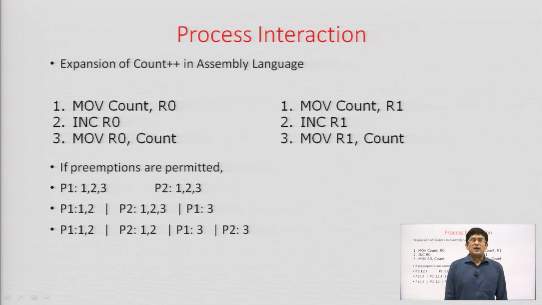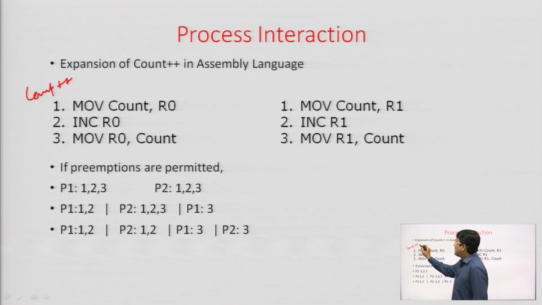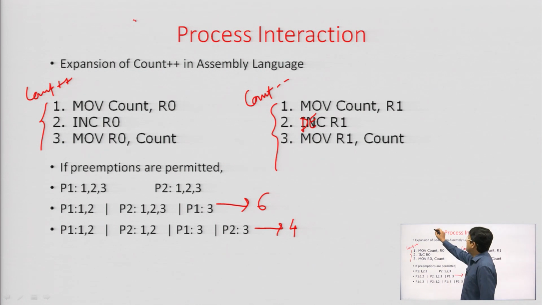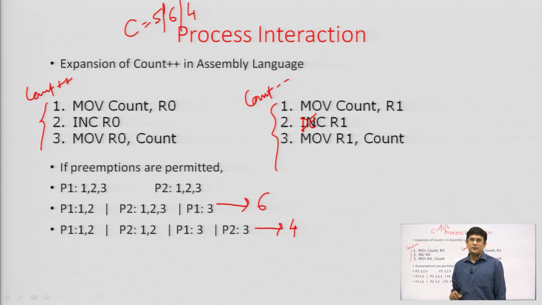When we divide the count statement, or the update of the count variable, into assembly language statements, count plus plus is given by these three statements and count minus minus is given by these three statements. If we allow preemptions to take place in between, we have seen with this example that the value of count comes to 6, and with this we see that the count value comes to 4 if we have initialized the value of count as 5. But what we want is that after an increment the value of count should be 6, and after the decrement the count value should be 5. So, the consistent value of the count will be 5, but we are obtaining 6 and 4 here, that is wrong.